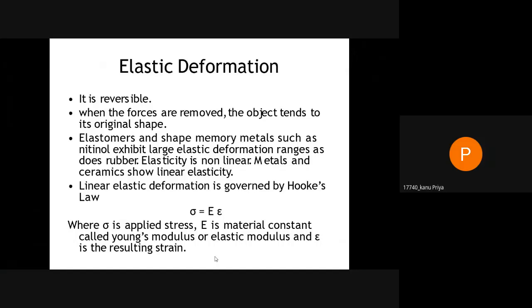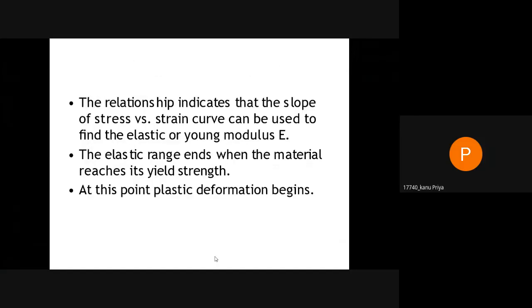Sigma is equal to E small e, where sigma is the applied stress, E is a material constant called Young's modulus or elastic modulus, and e is the resulting strain. The relationship indicates that the slope of the stress and strain curve can be used to find the elastic or Young's modulus E, the elastic range, and when the material reaches its yield strength. At this point, plastic deformation begins.